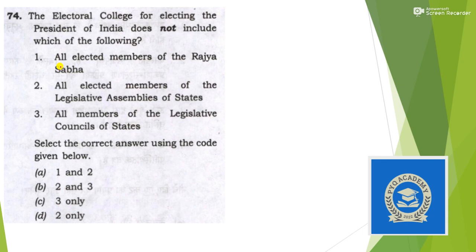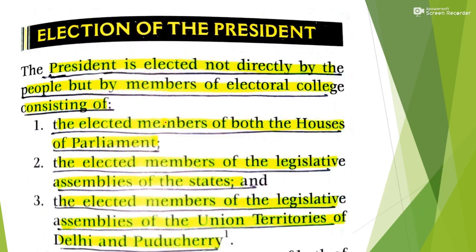Next, the Electoral College for electing the President of India does not include which of the following? All elected members of Rajya Sabha, yes. All elected members of Legislative Assembly, yes. All members of Legislative Council, no. Since not all states have a Legislative Council, the Legislative Council is not added to the Electoral College for the election of the President. The electoral college includes the elected members of both Houses of Parliament, the elected members of the Legislative Assemblies of States, and of those union territories, that is Delhi and Puducherry currently.